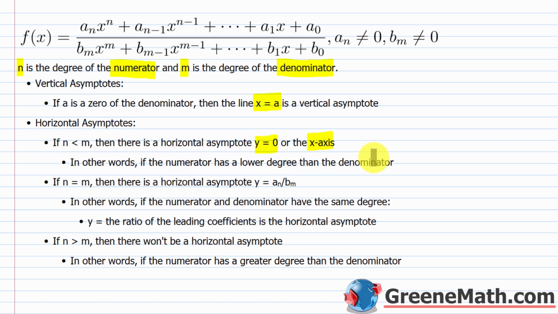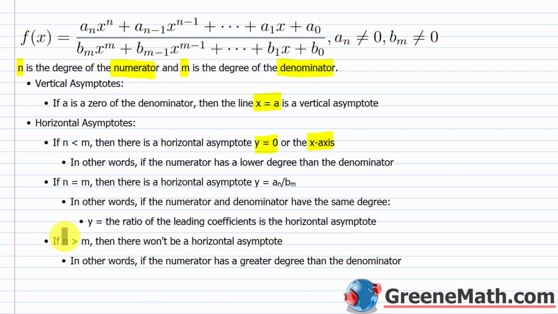In other words, if the numerator has a lower degree than the denominator. Again, when we say n is less than m, n is the degree of the numerator, m is the degree of the denominator. Then the next scenario is if n is equal to m. In that case, there's going to be a horizontal asymptote, which is y equals a sub n over b sub m. So it's the ratio of the leading coefficients, this guy over this guy. And you'll see an example of that and where that's coming from. In other words, if the numerator and denominator have the same degree, y equals the ratio of the leading coefficients is the horizontal asymptote.